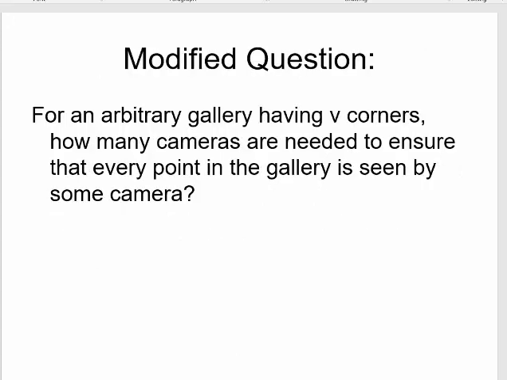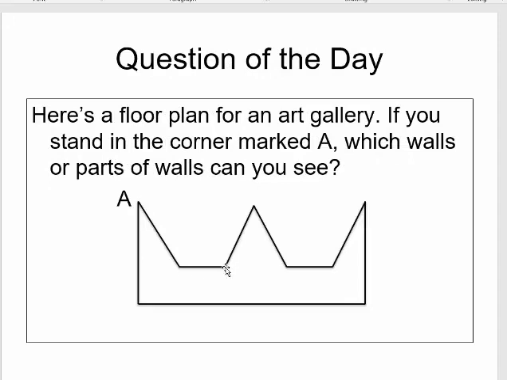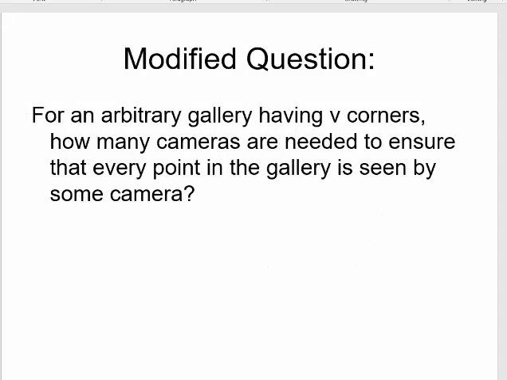So modifying this question, it's kind of like, for an arbitrary gallery with V corners, where V is how many corners this has. Looking back here, this is a corner, corner, corner, corner, corner, corner, corner, and a corner. It looks like there are 1, 2, 3, 4, 5, 6, 7, 8, 9 corners. How many cameras are needed to ensure that every point in the gallery is seen by some camera?